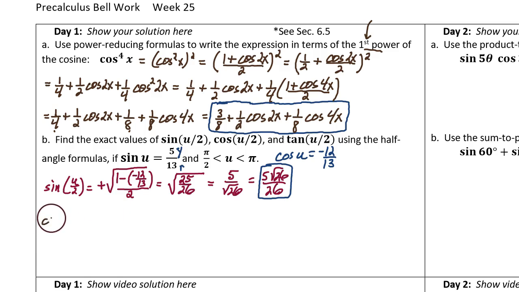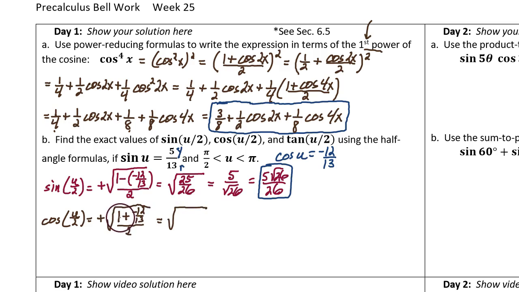Next, let's get cosine of u over 2. The formula has the plus or minus sign, meaning we're supposed to choose whether it's going to be positive or negative. We had already figured out that if angle u is in quadrant 2, then half of that angle would be in quadrant 1. Angles that are in quadrant 1 have positive cosine values. This time, it's 1 plus the cosine of u, all over 2. And now let's simplify this square root.